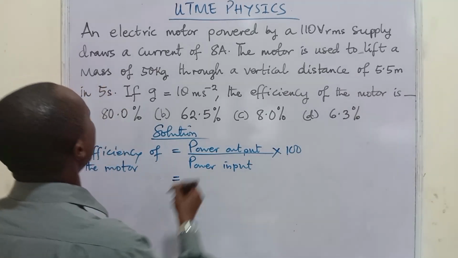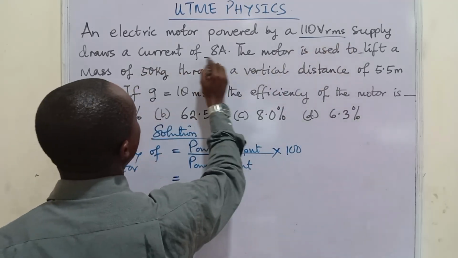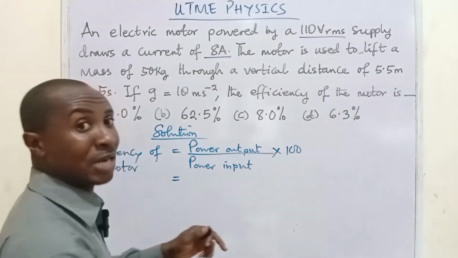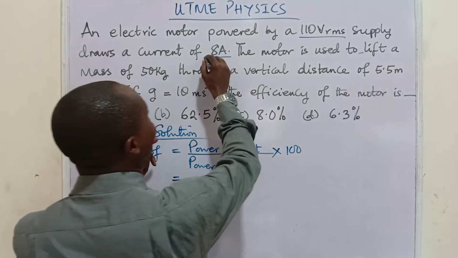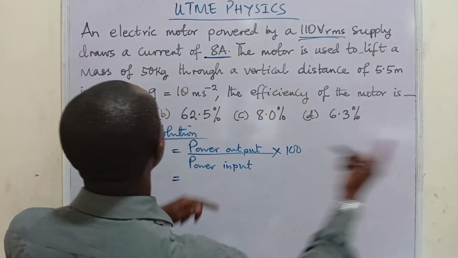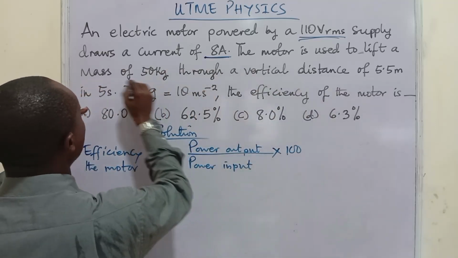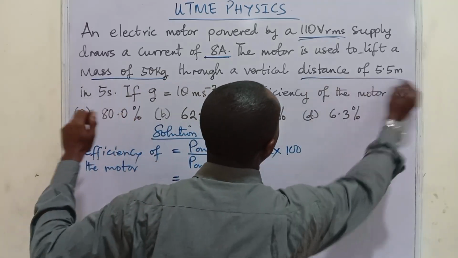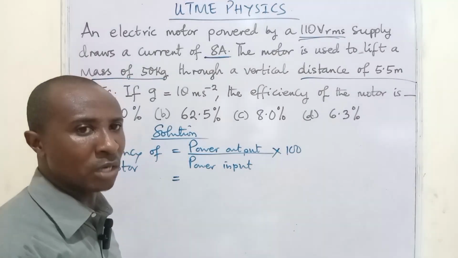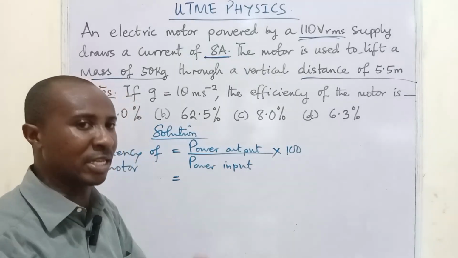Now, remember that this electric motor is supplying us this and that. Our input from the electrical mains is supplying us this and that. That's our power input. Now, it is going to be used to lift a load, the power output. So we are given mass, distance, and time. And what is power? Power is the rate at which work is done. So work done over time taken is our power.